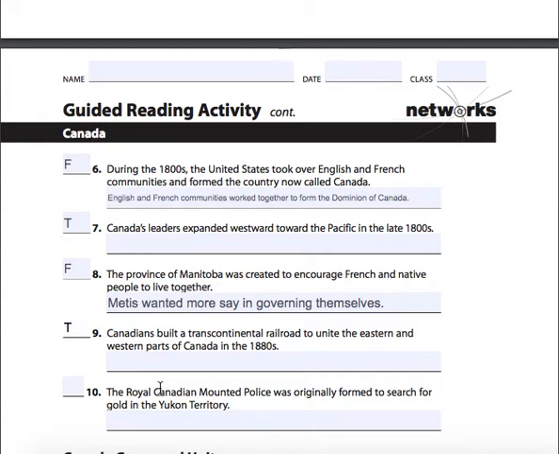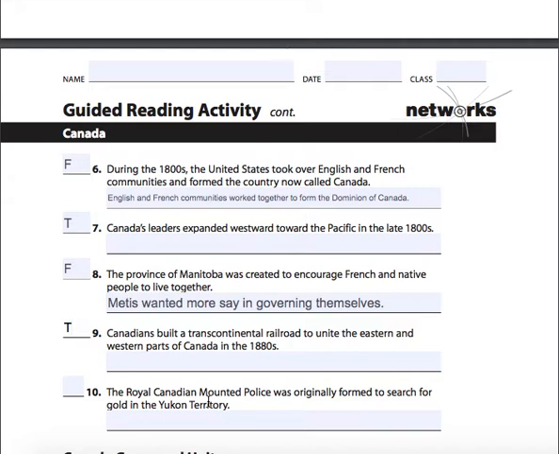Meanwhile, gold had been discovered in the Yukon Territory, and this discovery led to a gold rush. Helping create order in the West was a police force that formed in 1873 called the Northwest Mounted Police. The group is known today as the Royal Canadian Mounted Police. So were these Royal Canadian Mounted Police hired or created to search for gold?